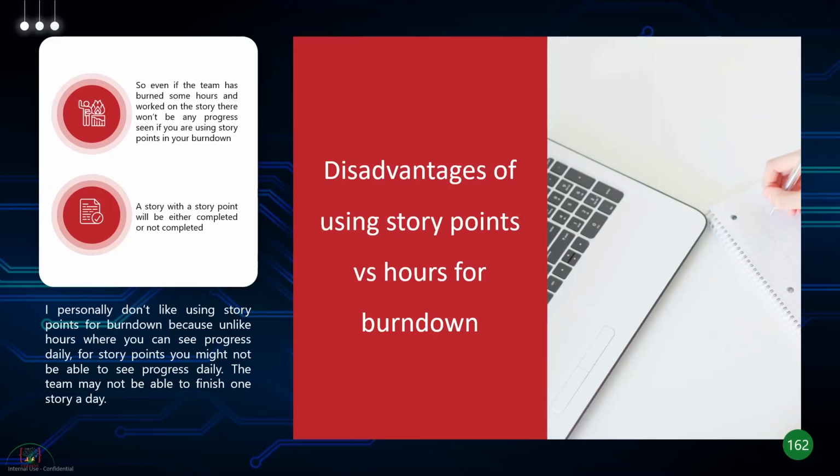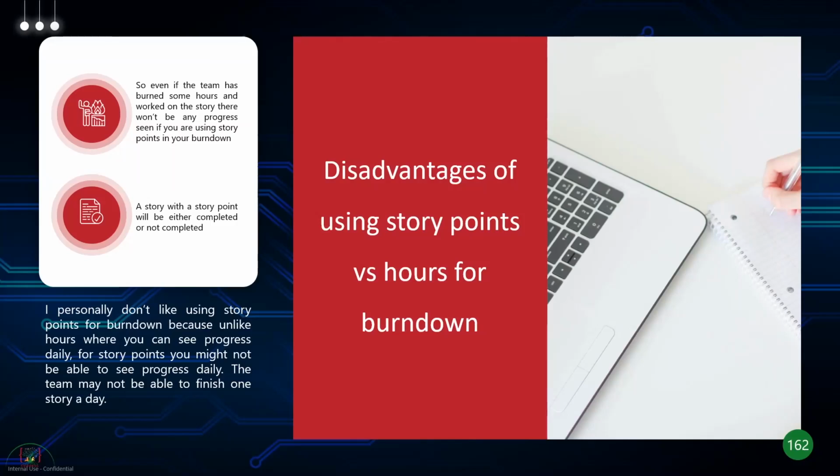With story points, it's either complete or it's not complete. It's nothing in between, right? So even if the team has worked on it, they've burned some hours, if you're using story points, you won't get that picture, right? It won't show that your team is actually working on anything. But if you're using hours, it will show a clear progress, right, that the team is working on. So that's the reason that in the burn down, I like to see hours on the y-axis.